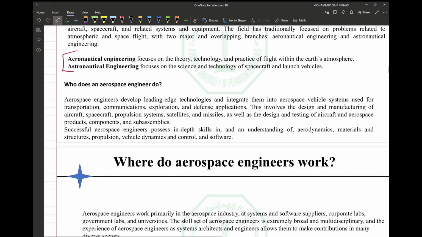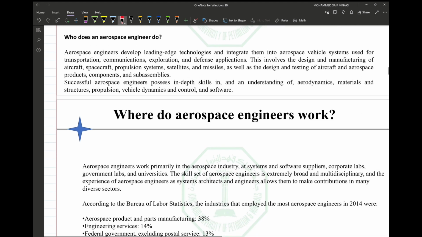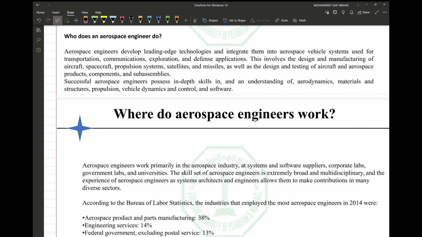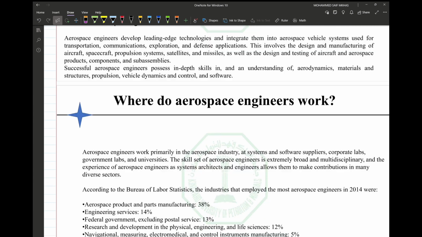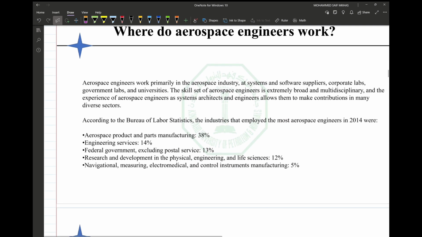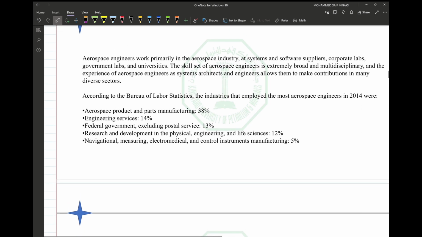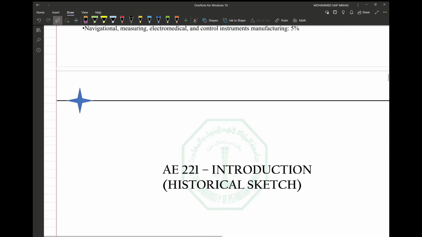So there are many fields that an aerospace engineer can work in, like propulsion, satellites, defense, also applications, design, and research. It's not, like they say, only airplanes and stuff. And this is a distribution of where an aerospace engineer can work. It's too general, and it might differ from time to time.